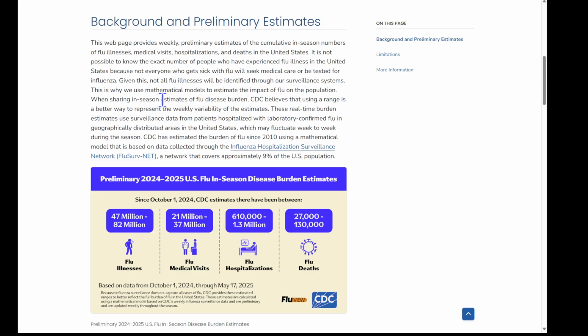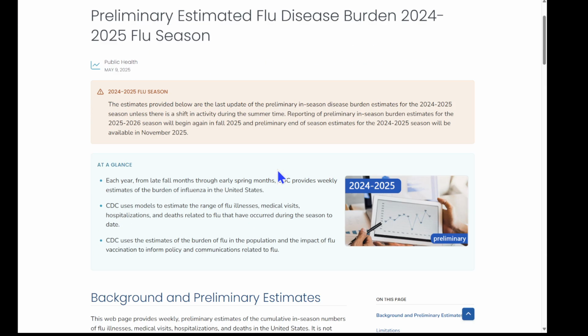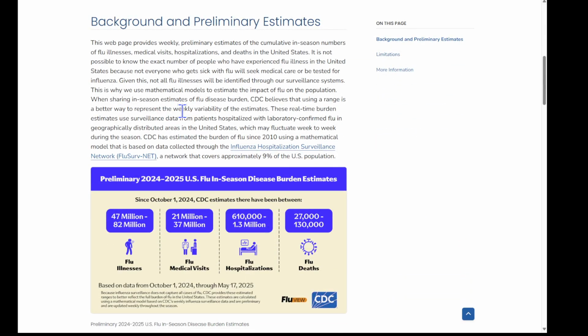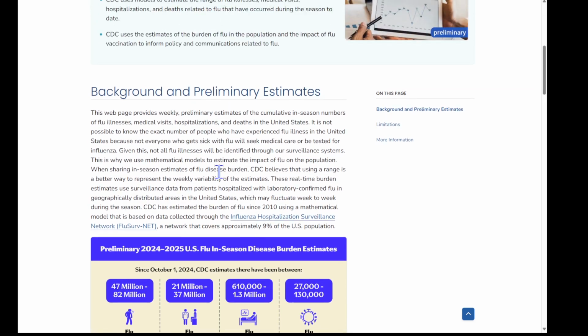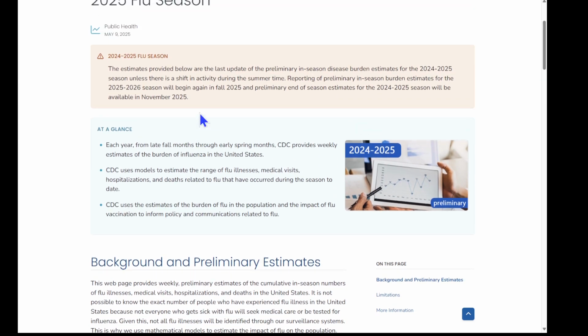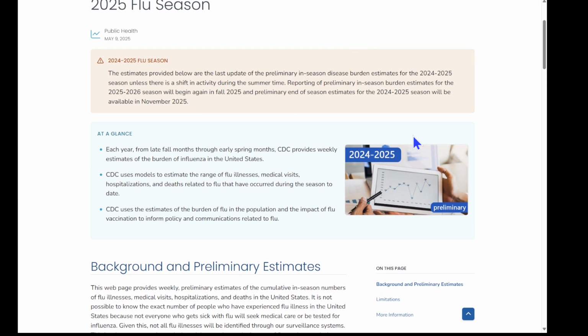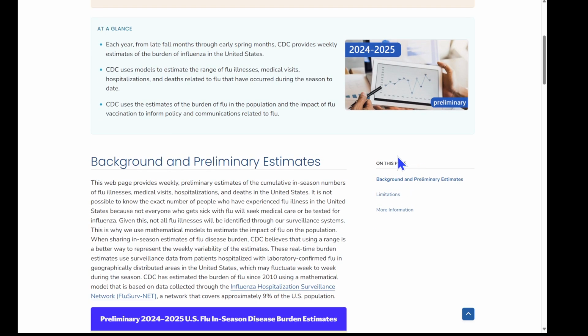But in the future, I do want to create a video where we go more in depth into what the actual strains were that helped get us these numbers. And then when we get to November, I'll make a second video about this when we get the full, final estimates from the CDC. And then we'll review next flu season, start preparing, and we'll see what happens.